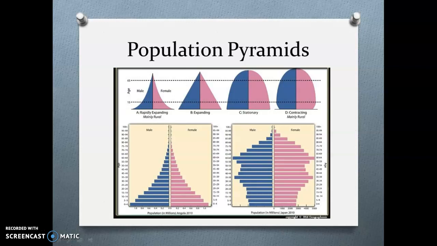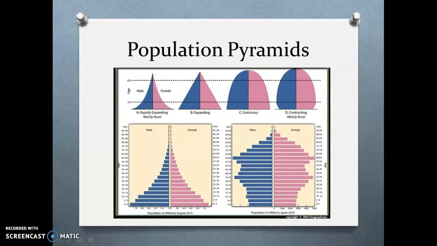Angola is a Western African country. So what do you need to know about that? Well, first of all, you should pull in the knowledge that you already have. Japan is a core country. We know that it's a country that has an aging population. Angola is a peripheral country. So there are certain expectations that you will have regarding those particular population pyramids.